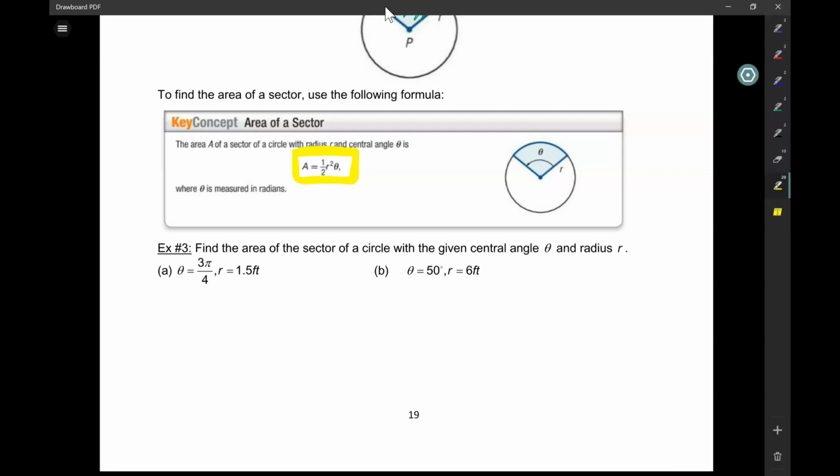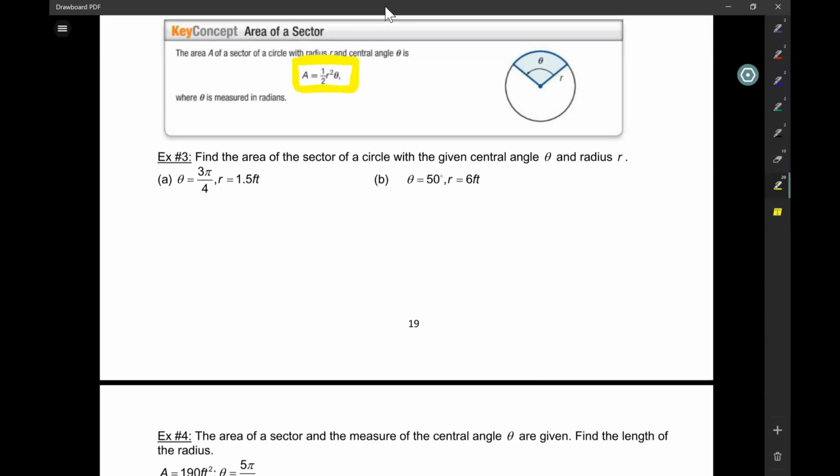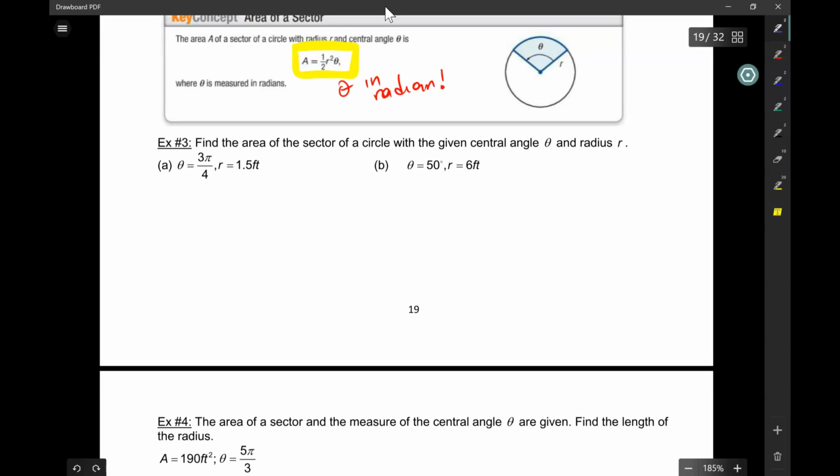All right, so let's find the area of a sector with the given central angle and radius. Again, theta has to be in radian. All right, so let's do this one. Theta is in radian here. We need to find area. It's half r squared theta, half, r squared is 1.5 feet squared, times theta.